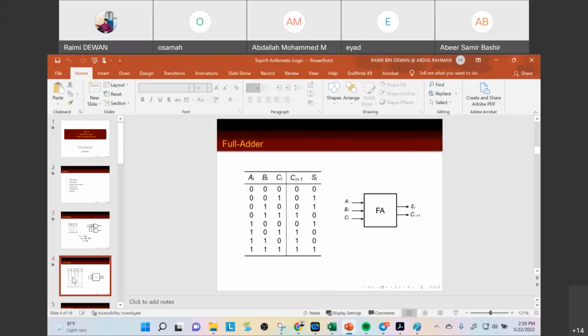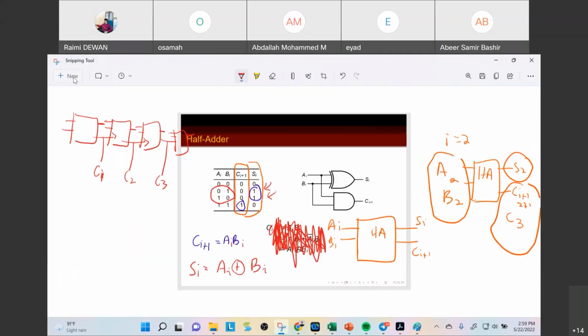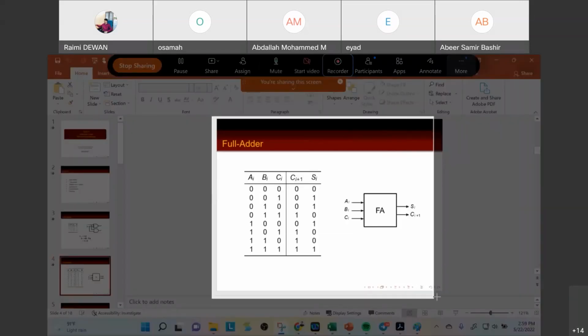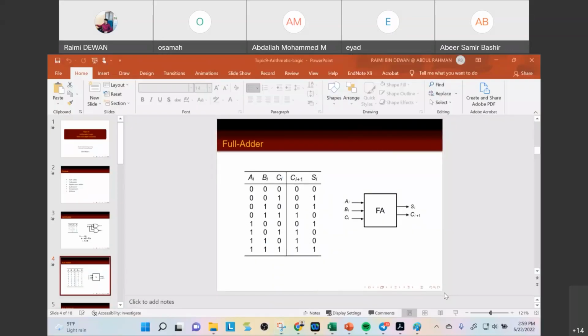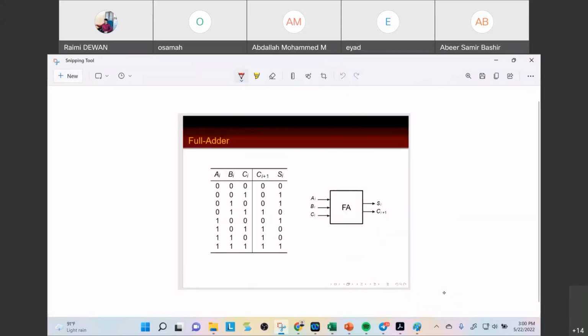So the full adder is actually what the full adder has that the half adder doesn't have. Like I told you, it has the C in. It means it has the past input or previous input from the previous stage, from the former stage. So this is the difference. Okay, now I have to wait for this to go up.